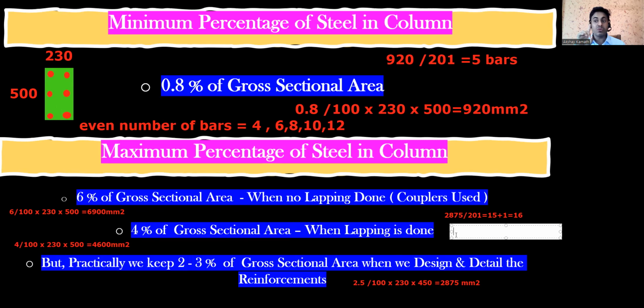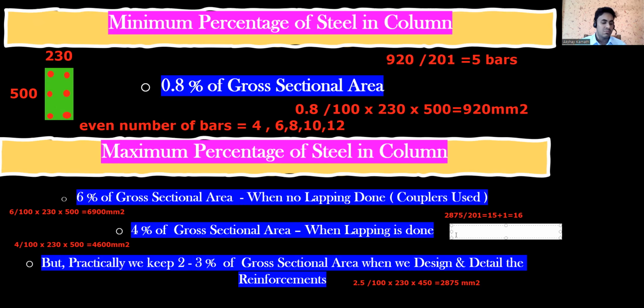The area of a 25 diameter bar is 489. Now you got the importance of why I told you to remember the area of one bar. I told you 8 mm it is 50, 10 it is 78, 12 it is 113, 16 it is 201, 20 it is 314, 25 it is 489.